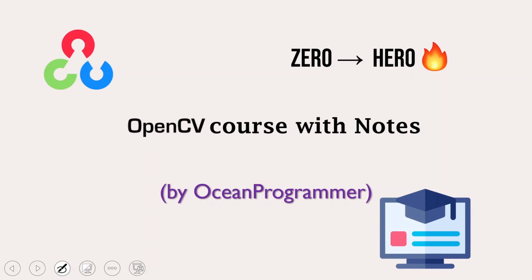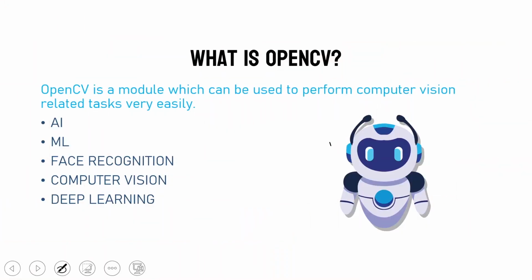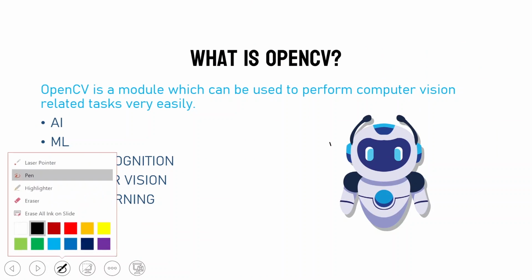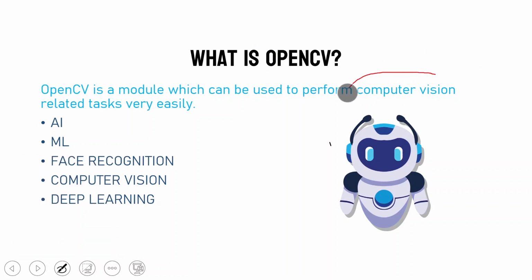We will start from the very basics in this course and then we will become a very pro person in OpenCV. The question arises, what is OpenCV? OpenCV is a module which can be used to perform computer vision related tasks very easily. Things like object detection or face recognition or image processing or conversion to HSV format, all these things can be done very easily using OpenCV.